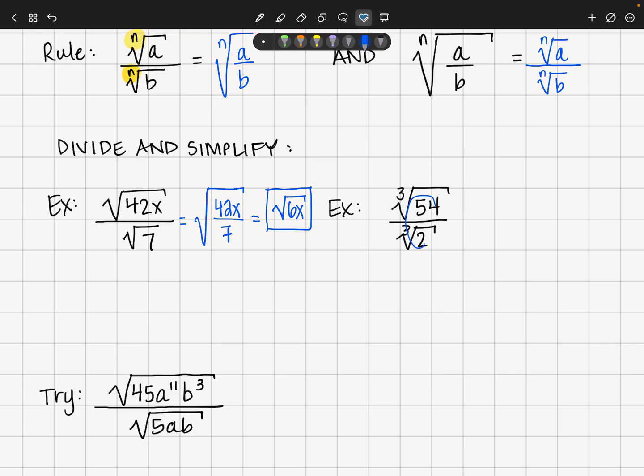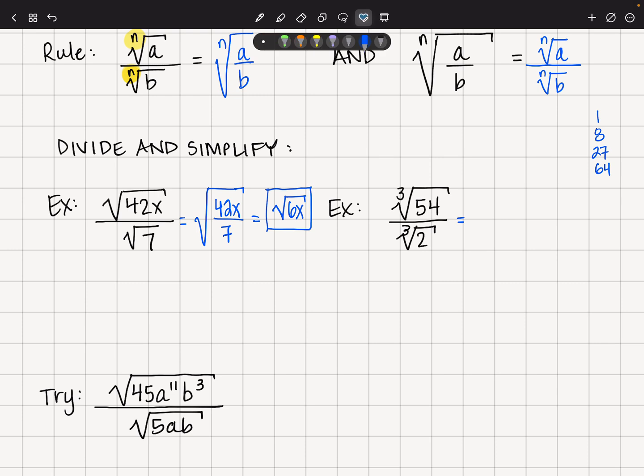Okay, next example, we've got the cubed root of 54 over the cubed root of 2. Well, the cubed root of 54 is not perfect. 54 is not a perfect cube. When I think of the cubes, I'm thinking 1 cubed is 1, 2 cubed is 8, 3 cubed is 27, 4 cubed is 64. So 54 is not a perfect cube, and neither is 2.